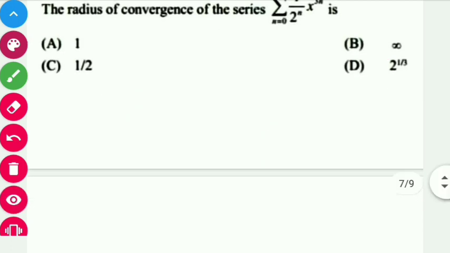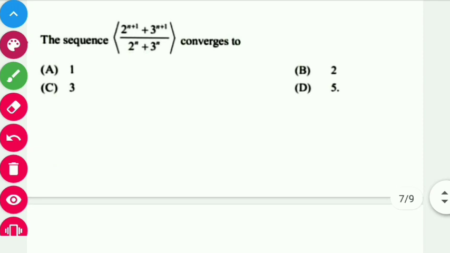Now let us solve the next question. The sequence 2 raised to n plus 1 plus 3 raised to n plus 1, divided by 2 raised to n plus 3 raised to n, converges to: 1, 2, 3 or 5.